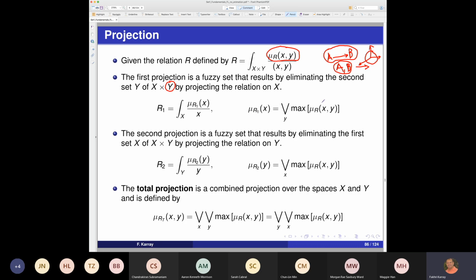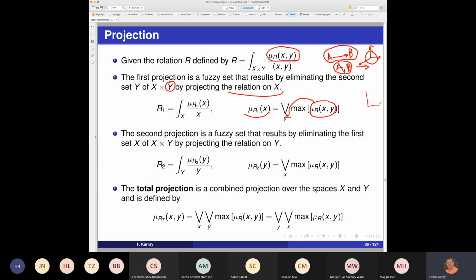How to do that? We go to the relationship of (x, y), and we take the maximum of that relationship over all the values of y. Okay, so that is known as the first projection of R onto x. So the relation on x. So this is the relation of x.